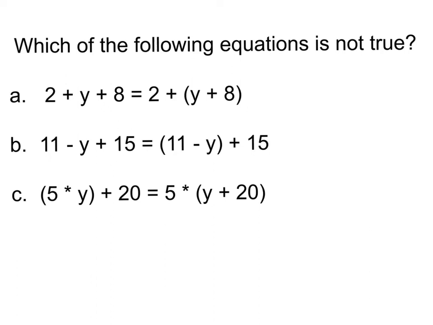Okay, so for this question, it's asking which of the following equations are not true. So what that means is that if you look at them, they have expressions on each side, and they're saying they're equivalent, but they do have variables. So what we're gonna do, we're gonna go ahead and substitute.